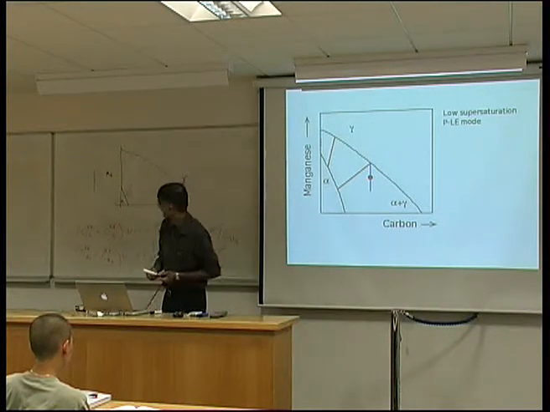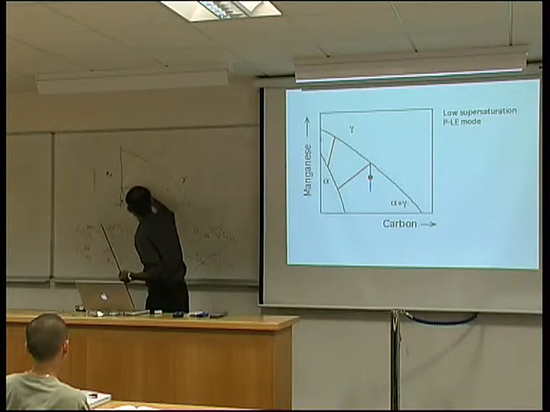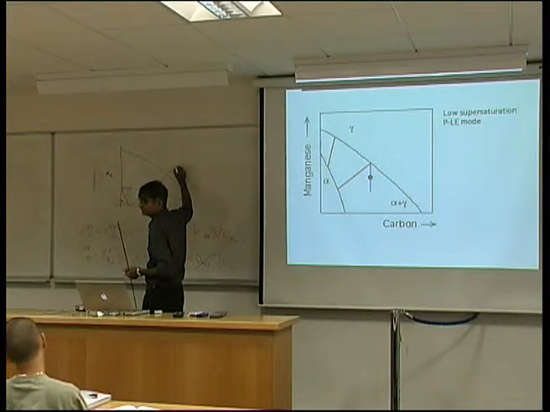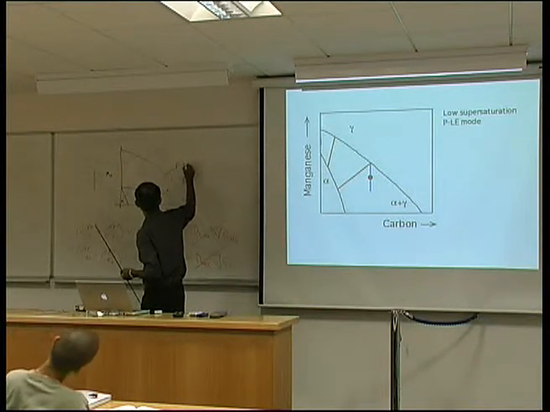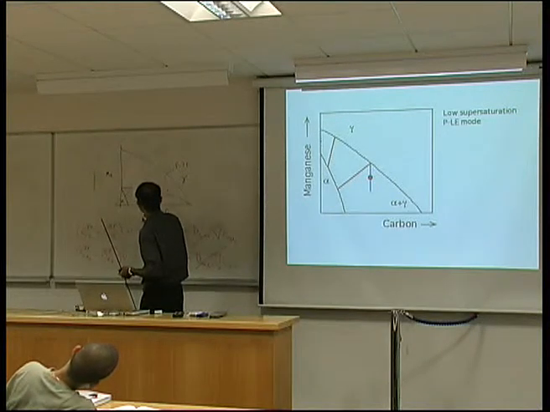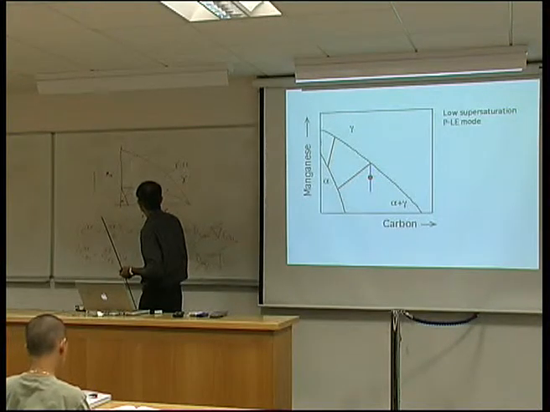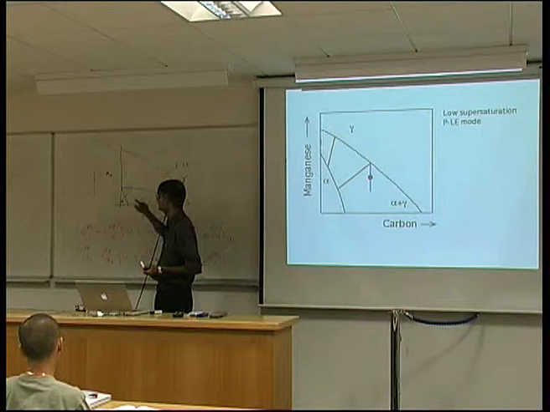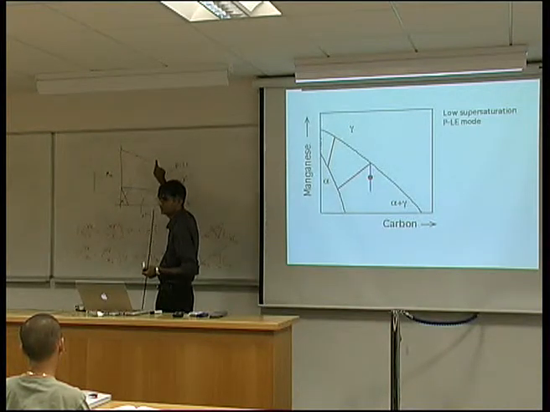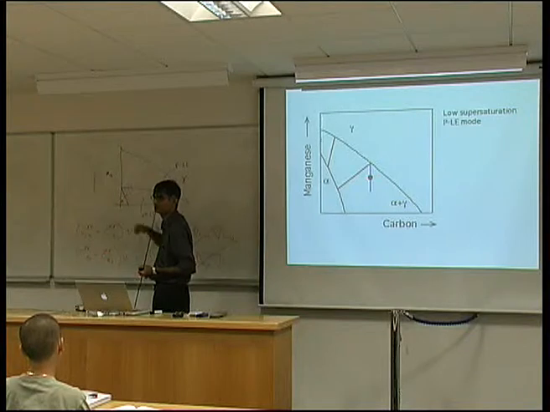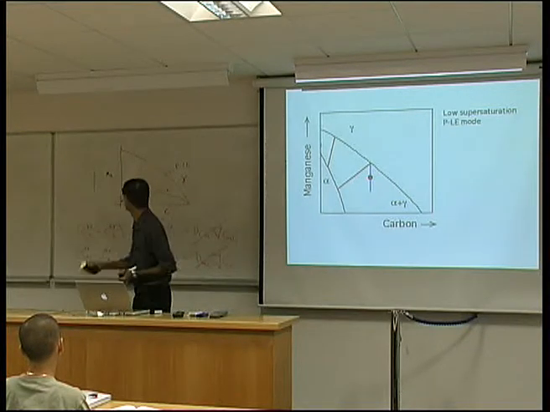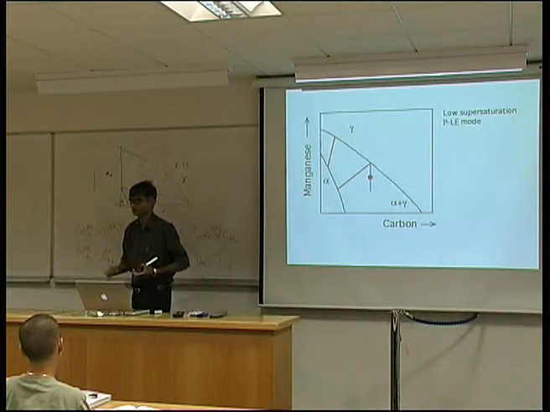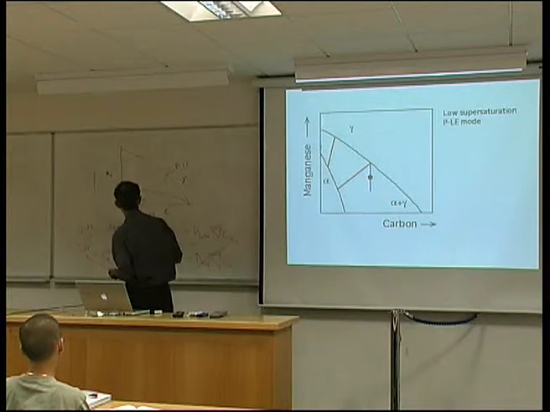It turns out that if I connect these two points here, then transformation will always happen in this region by the partitioning local equilibrium mode, and in this region by the negligible partitioning local equilibrium mode. So if your alloy falls in this region, you draw a horizontal line. If your alloy falls in this region, you draw a vertical line to choose the tie line. Is that a straight line? It's not a straight line, no. So how do you draw that line? It's only by calculation. Let me show you exactly how to draw that line.